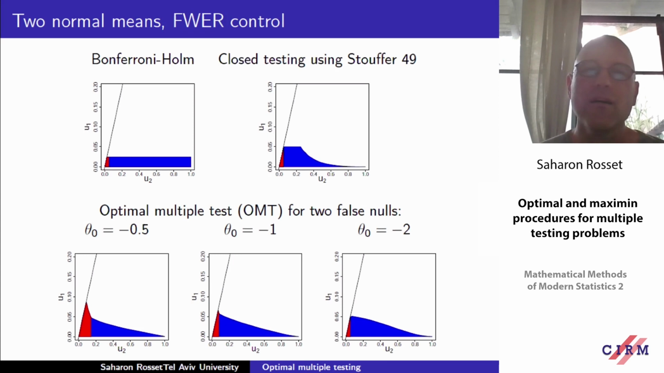So we are considering here two hypotheses, so we have two p-values, U1 and U2. The Bonferroni-Holm and other methods we're going to consider are symmetric in the sense that if we transpose U1 and U2, we also transpose the rejection decisions. So we only show what happens when U1 is smaller than U2, so under this diagonal line.